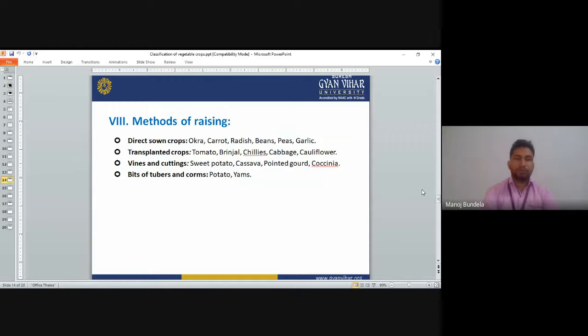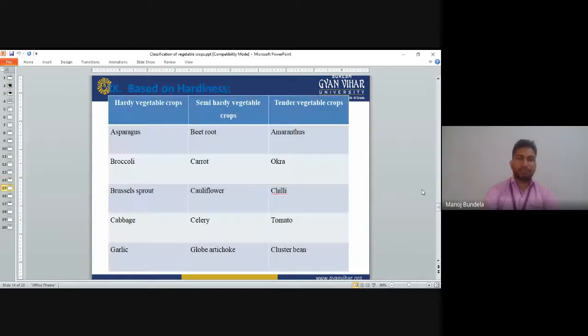Transplanted crops means first we prepare the nursery bed, then we transplant into the main field, in the case of tomato, brinjal, chili, cabbage, and cauliflower. Vines and cuttings are used for sweet potato, cassava, pointed gourd, for propagation. In some we use tubers and bulbs, like potato and yams. So these are the different methods of raising based on this classification.